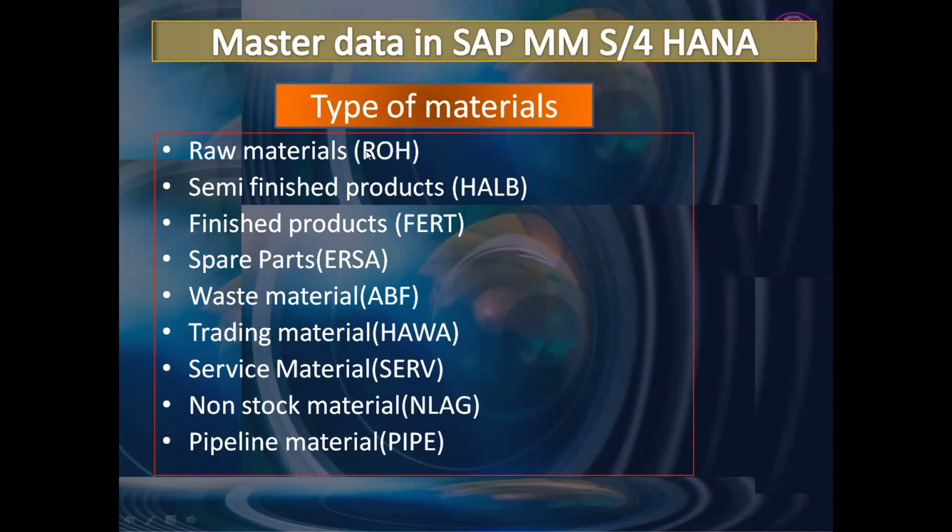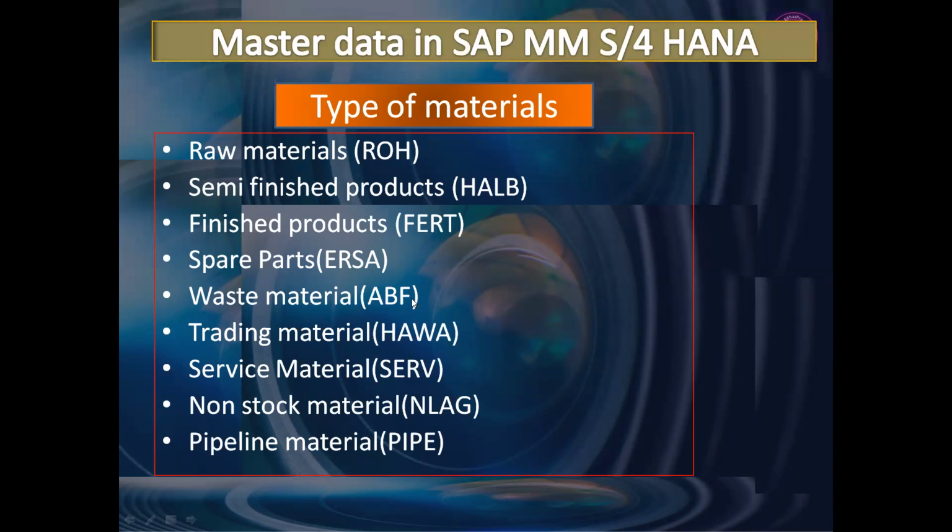So what are all these? These are the standard codes in SAP MM, which are defined by SAP itself. We need to remember these material type codes. You can see these material type codes are defined individually, and each is unique for each type of material. For raw material, it is ROH. This is the standard material type for raw material. In the same way, for semi-finished material, it is HALB. For finished products, it is FERT. For spare parts, it is ERSA.